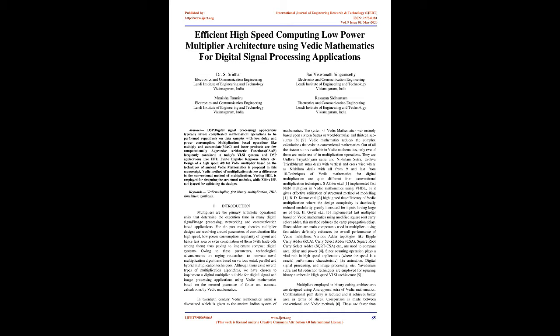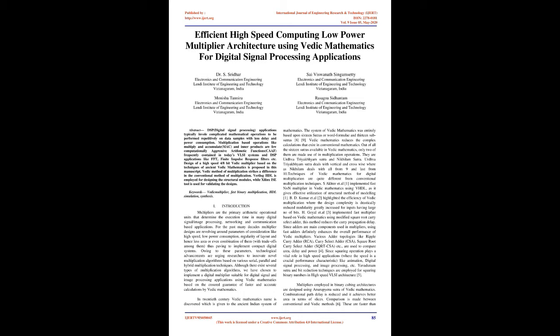Abstract. DSP, digital signal processing, applications typically involve complicated mathematical operations to be performed repetitively on data samples with less delay and power consumption. Multiplication-based operations like multiply and accumulate, MAC, and inner products are few computationally aggressive arithmetic functions, CAAF, frequently contained in today's VLSI systems and DSP applications like FFT, Finite Impulse Response filters, etc.